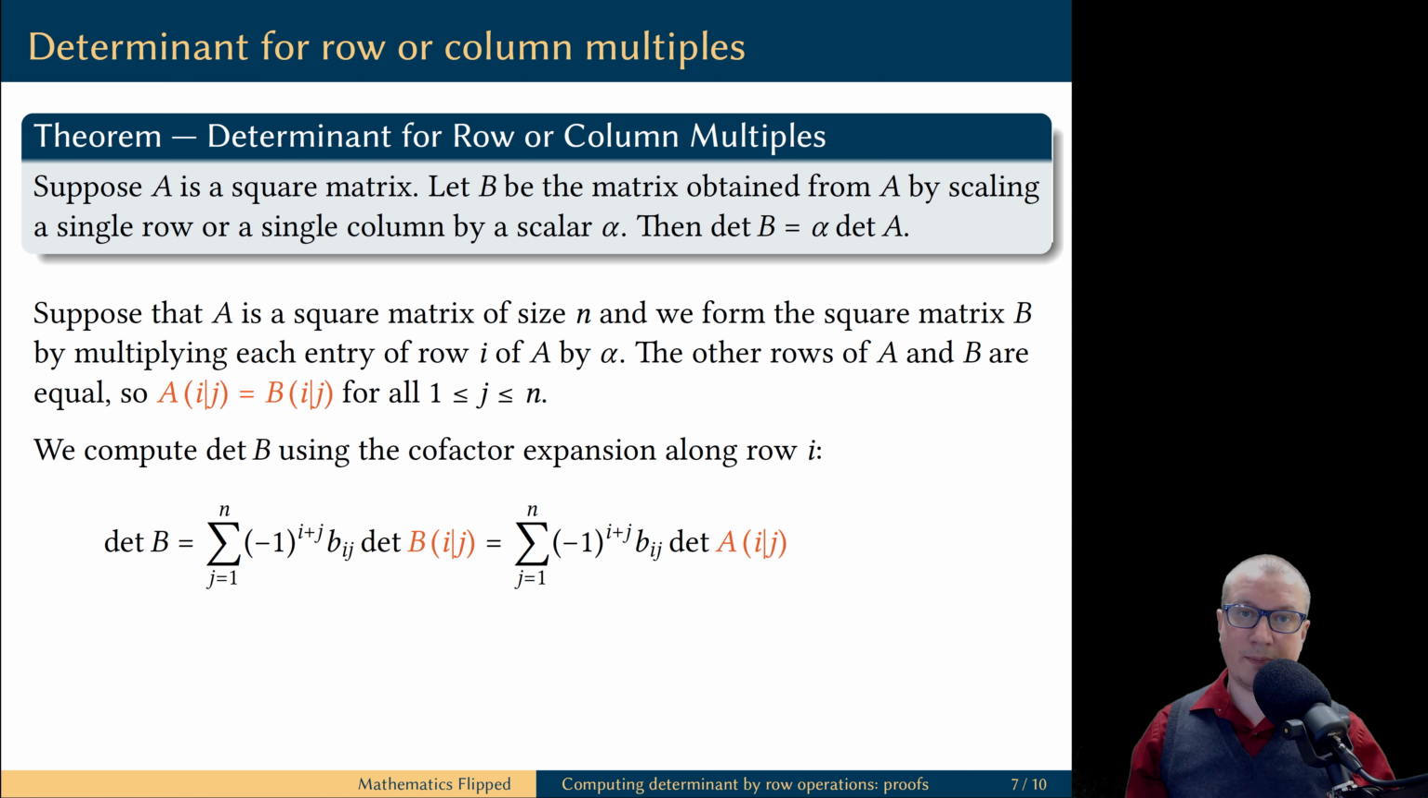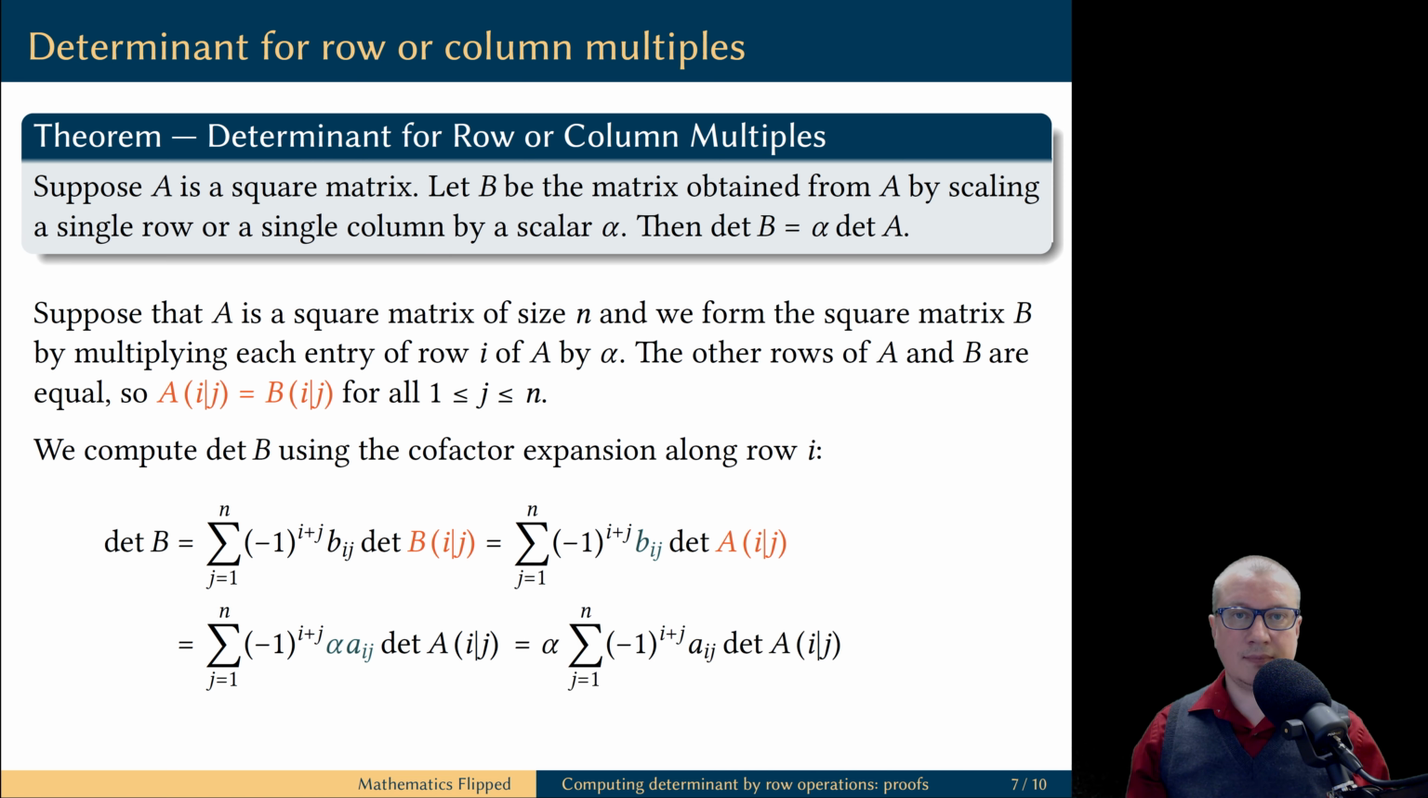With this observation in mind, we are going to compute the determinant of B using cofactor expansion along row I. These two submatrices are equal to each other, and the entry in position ij of the matrix B is the entry in position ij of the matrix A multiplied by alpha. Each term in this sum is multiplied by alpha, therefore we can factor alpha out in front of the entire sum. This sum now represents the cofactor expansion for the determinant of A along row I. And we see that if we scale a row of matrix A by alpha, then we scale the determinant of A by alpha.